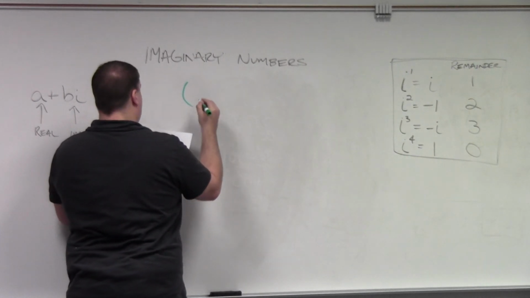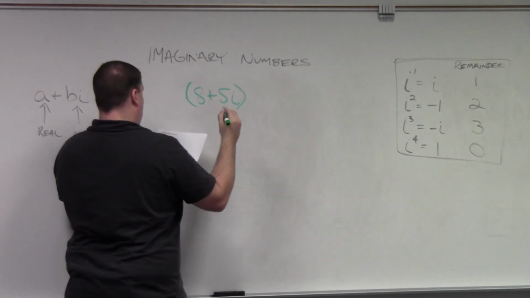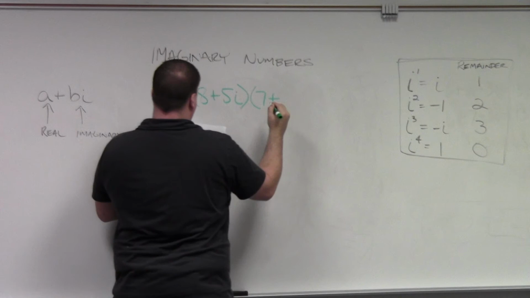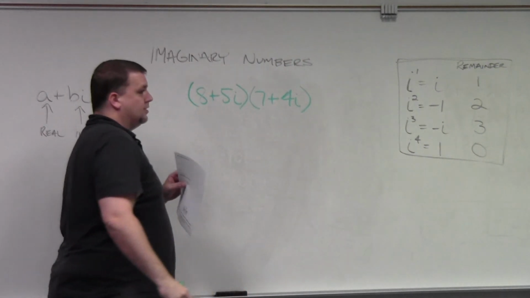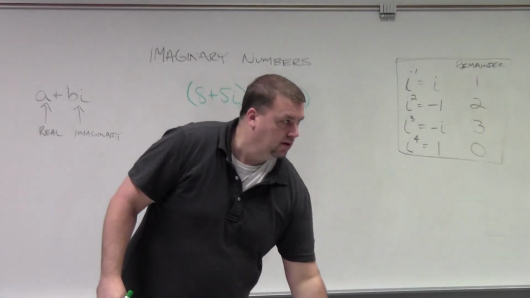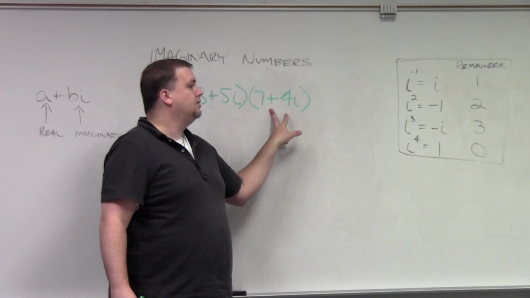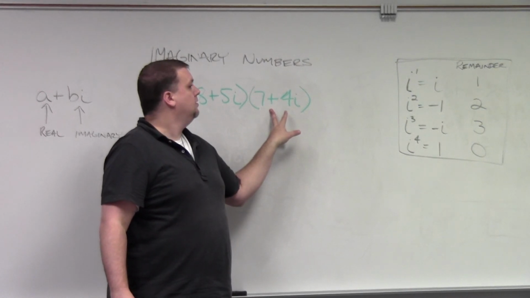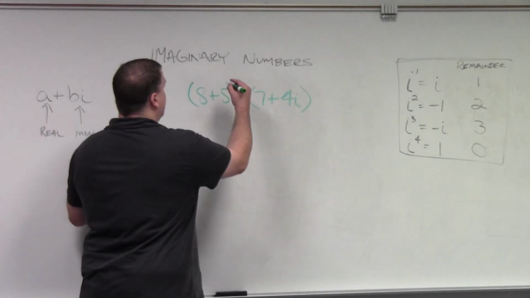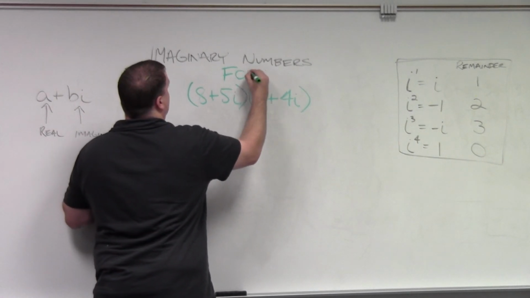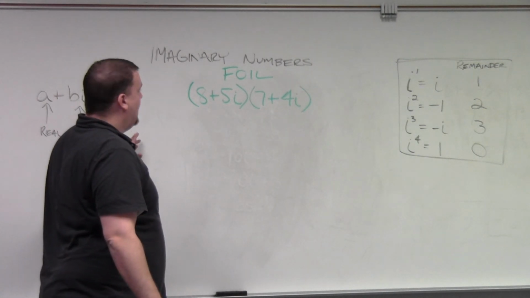All right. 8 plus 5i times 7 plus 4i. This looks kind of like something we've seen before. If you ever have two pieces in parentheses and you're multiplying it times another two pieces in parentheses, what do you have to do? Take them out of the parentheses. FOIL it. Exactly, our good friend FOIL. So there's no plus or minus in between. So we have to do first, outer, inner, last.